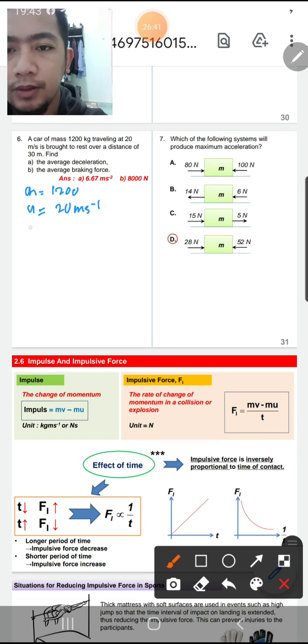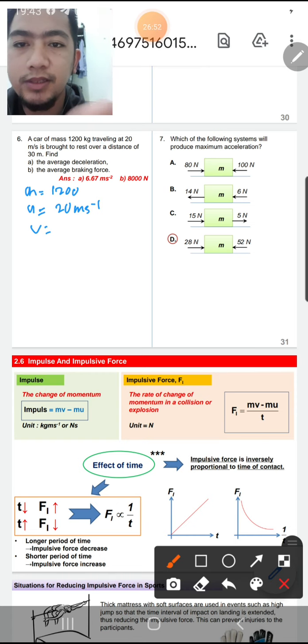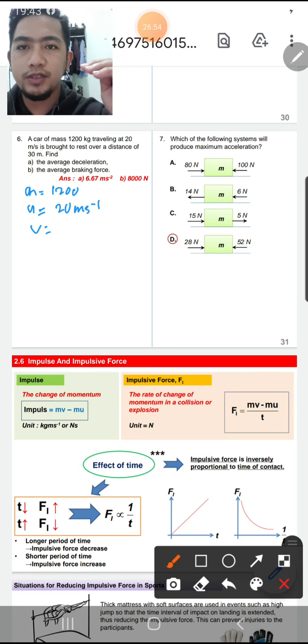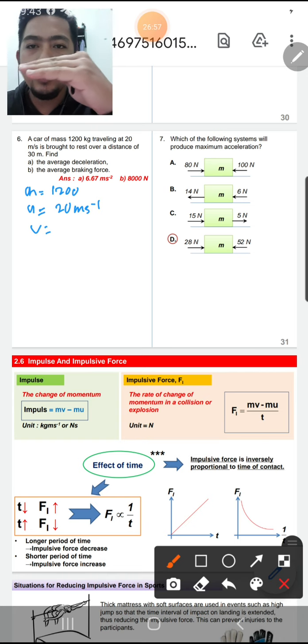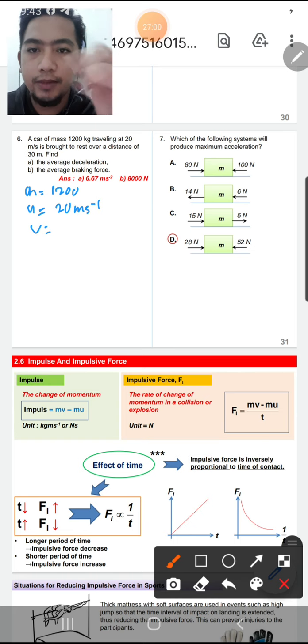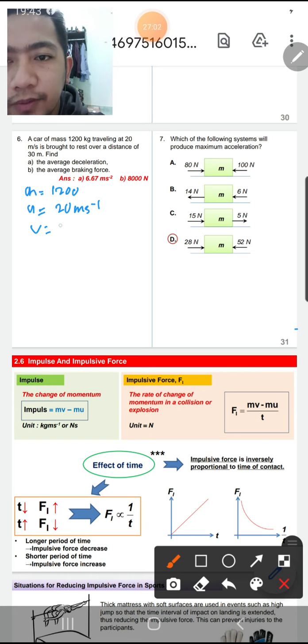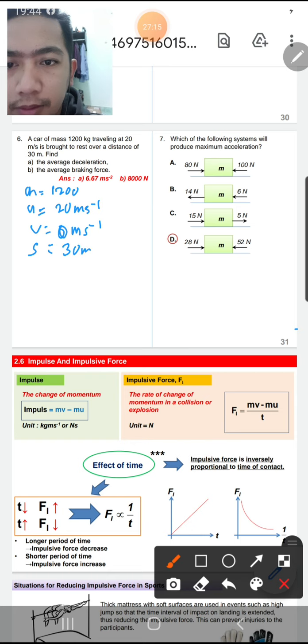Final velocity: look here, it is traveling at 20 meter per second and is brought to rest over a distance of 30 meter. That means its velocity goes from 20 to zero. Why zero? Because it is at rest, it stops. So the final velocity is 0. And distance means displacement S is 30 meter. This is the information given in the question.